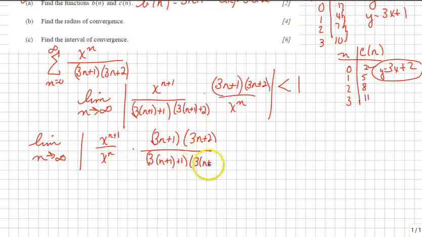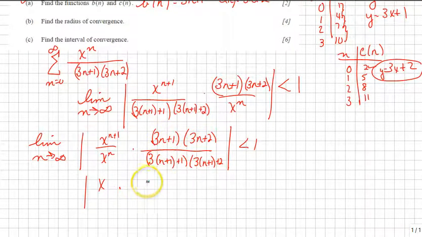But what you're going to notice here in a second is you're going to be able to take this limit just by observing the power of the numerator and denominator. And that has to be less than 1 still. So x to the n plus 1 over x to the n is simply x. That's taken care of. Now, the second part, n is approaching infinity.